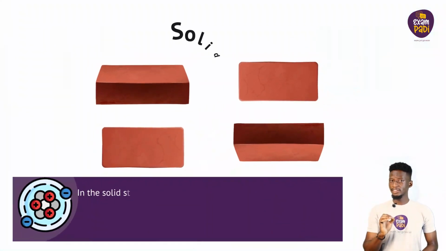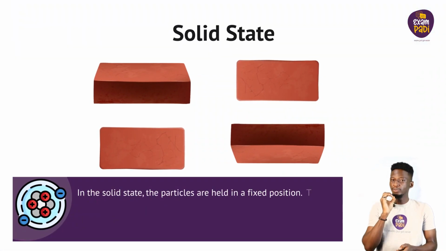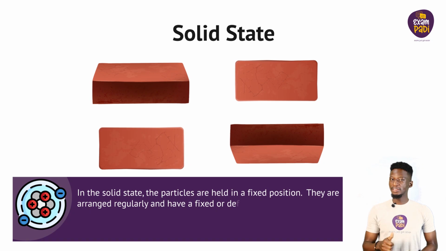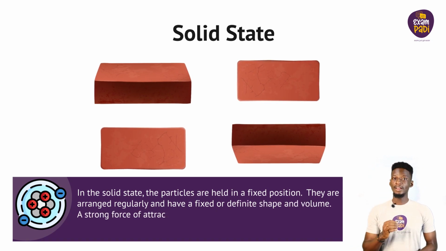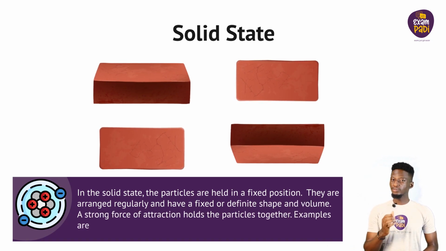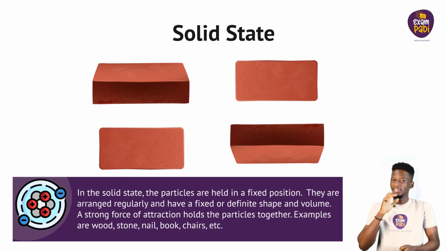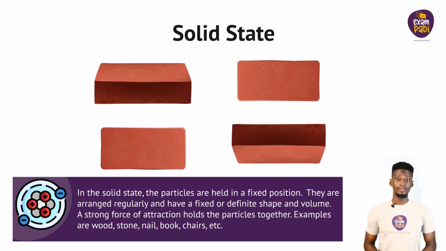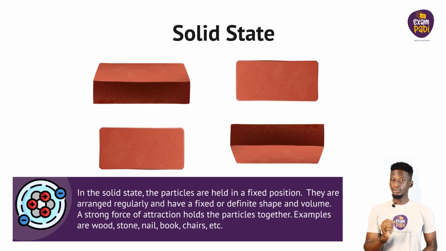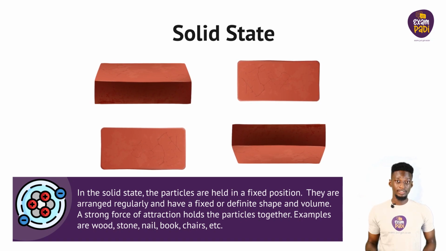In the solid state, the particles are held in a fixed position. They are arranged regularly and have a fixed or definite shape and volume. A strong force of attraction holds the particles together. Examples are wood, stone, nail, book, chairs, and so many others.